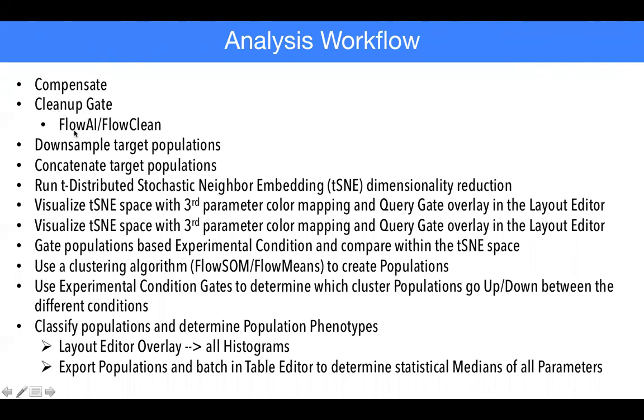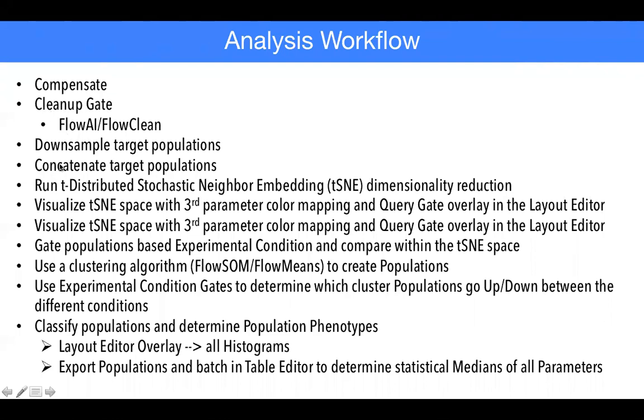And just wanted to point out here at this cleanup gate step, we do have a very cool set of plugins, Flow AI and Flow Clean. These are algorithms that actually will pull out the bad data from a file. So it'll get rid of clogs in your samples and remove those events that were not consistent along the entire collection. And these are automated approaches to clean up your samples if you have clogging issues that have been published and are available as plugins at the FlowJo Exchange as well.